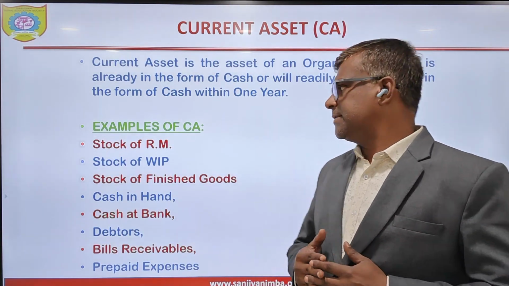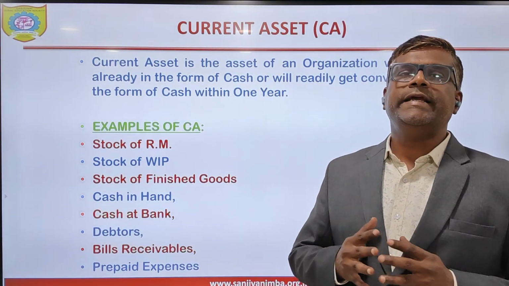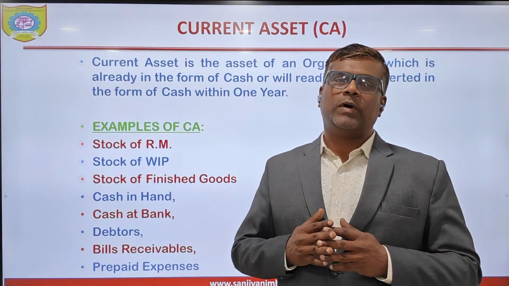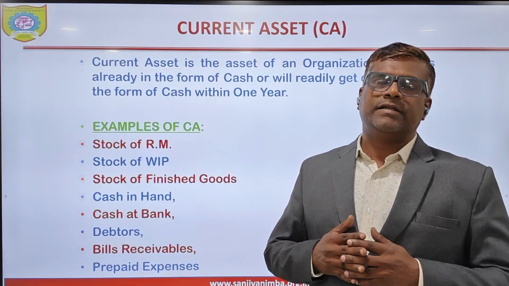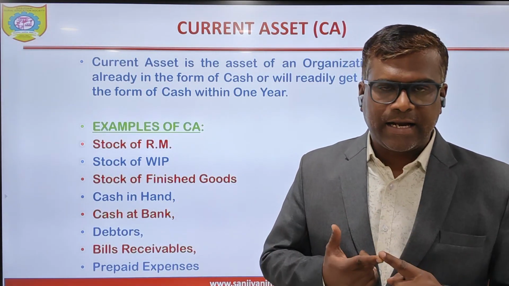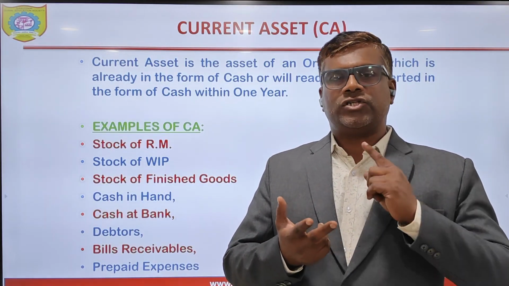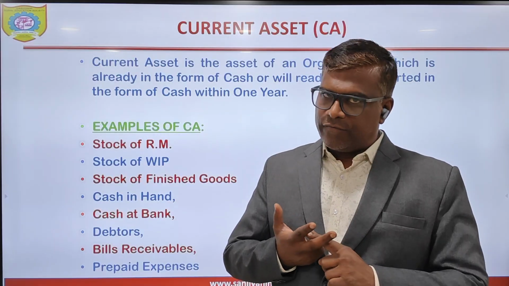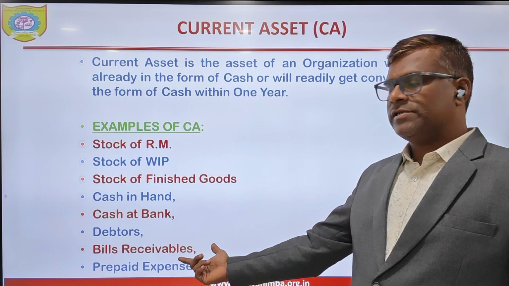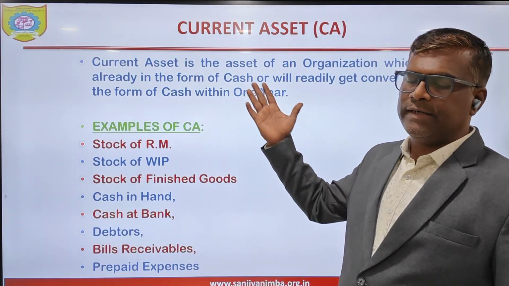Current asset is the asset which is already in the form of cash or which will become cash within one accounting year. Several examples of current asset would be cash in hand, cash at bank, stock of raw material, stock of WIP, stock of finished goods, then debtors, bills receivables and prepaid expenses. These are the several examples of current asset.